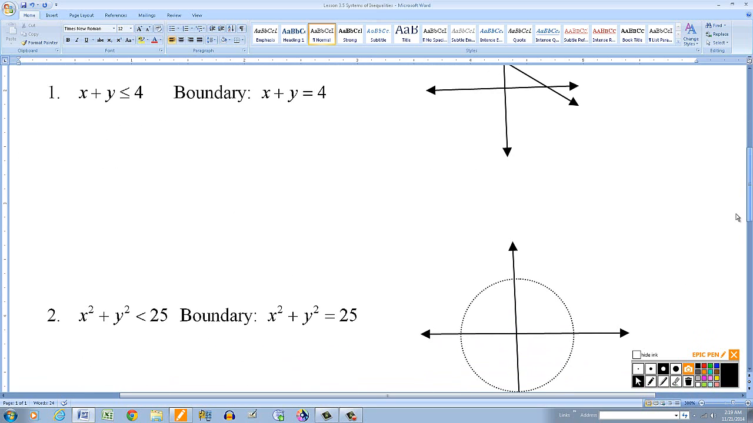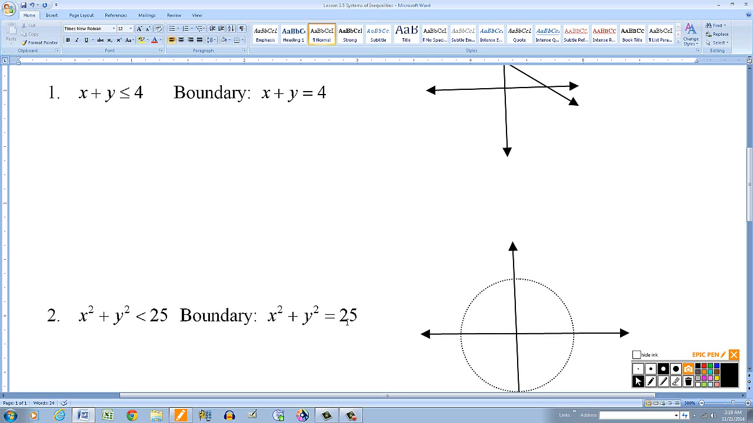And here I have x squared plus y squared less than 25. Okay, the boundary then is x squared plus y squared is equal to 25. You should recognize that as a circle with center at the origin, that is 0, 0, and the radius is 5. Remember, the equation of a circle with center at the origin is x squared plus y squared is equal to r squared, where r is the radius. So in this case, if I rewrite the 25, I'd write it as 5 squared. So r is equal to 5.